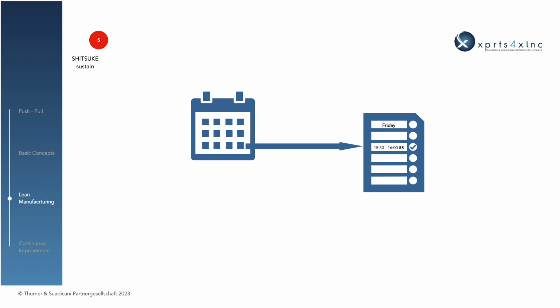Shitsuke just means sustain, keep doing it. Make yourself a fixed appointment once a week. Do the 5S at this appointment. At your desk. At your desktop. And if you want, even in your private kitchen. Make it a habit.